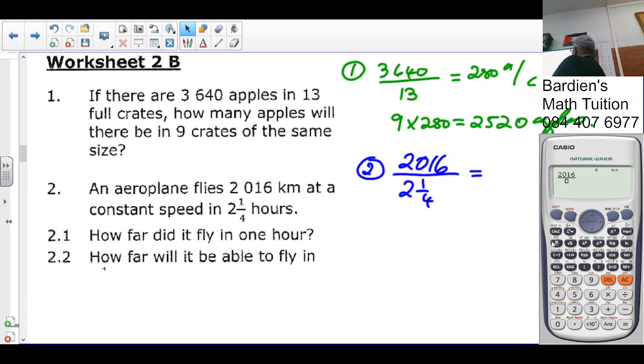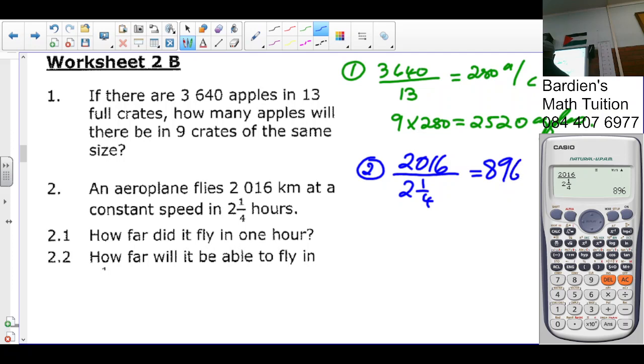So that will give us 2016 over 2.25. That gives us 896 kilometers per hour. Not so? They want to know how far did it fly in 1 hour? Per hour means in 1 hour. It covers the distance of 896 kilometers.